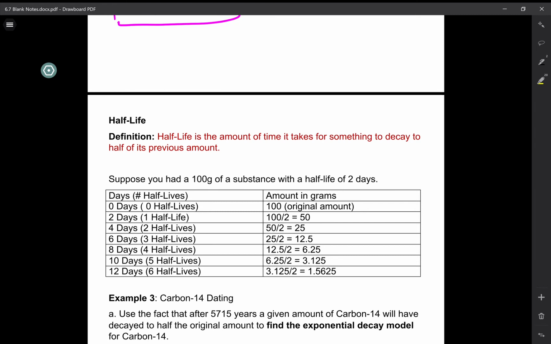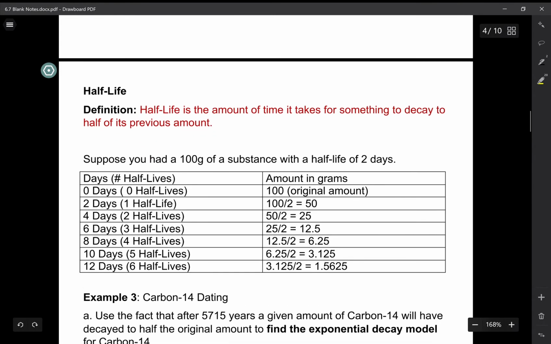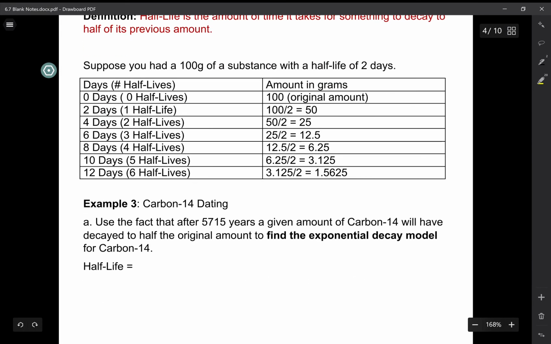We're never going to get down to nothing, which is what makes this really useful for carbon dating, because when you find artifacts, you can see how much carbon-14 they have and use that to decide how old something is, which is what we're going to do right now. It is true that after 5,715 years, a given amount of carbon-14 will have decayed to half its original amount. So we're going to find the exponential decay model for carbon-14. So the half-life is 5,715 years.